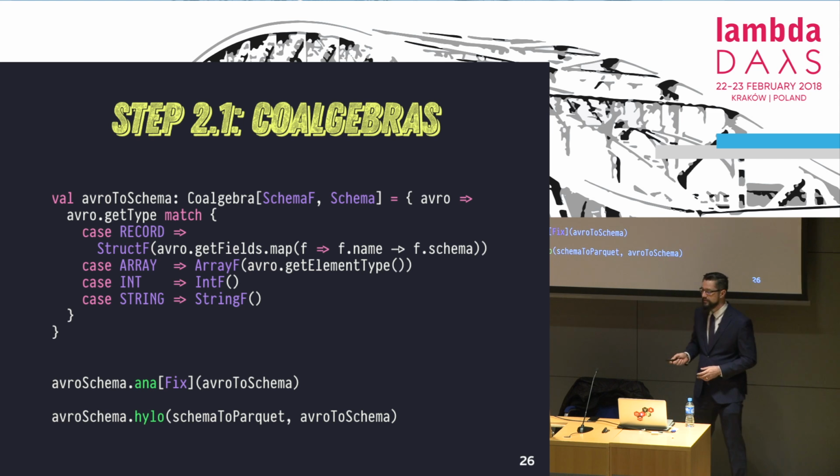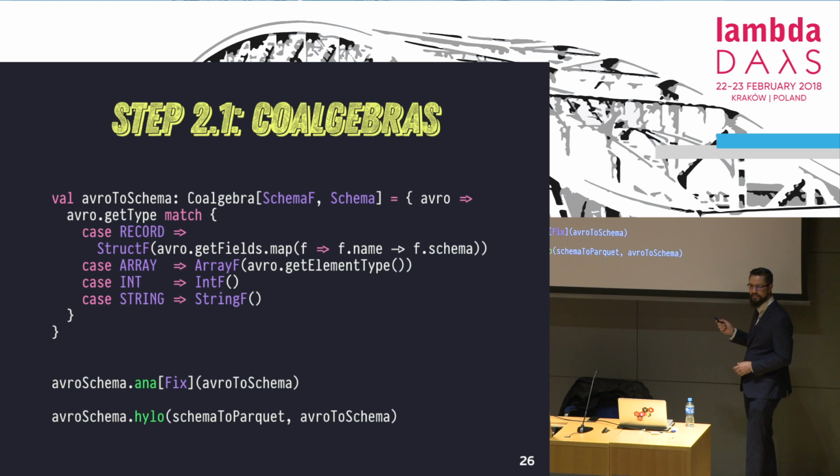That's cool. I can transform an Avro schema into my schema F, but I have to tell the library which fixed point type I use, because there are many of them. And I can also automatically transform my Avro schema to Parquet by using a hylomorphism, right? With the algebra I've defined just the slide before and the coalgebra.